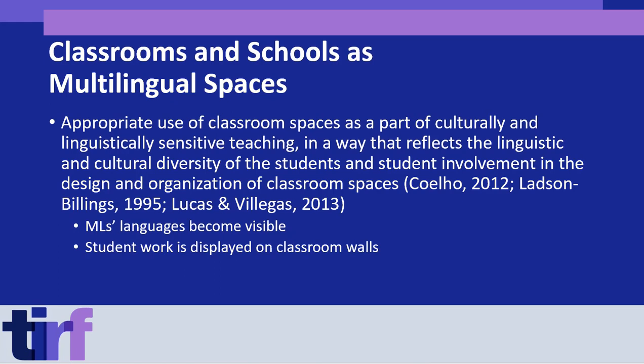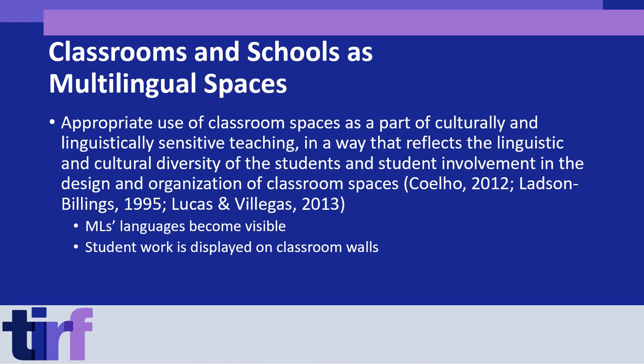The first indicator, classrooms and schools as multilingual spaces, considers the importance of classroom spaces as a part of culturally and linguistically sensitive teaching. It stresses the importance of making students' linguistic and cultural resources visible through practices such as displays, but also translanguaging and talking about the resources that students have, raising awareness of the importance and value of these resources. So some examples to make students' languages visible are to display their work on classroom walls, to create specially designated areas in the classroom such as multilingual corners, and again, practices such as translanguaging as a part of the learning process.